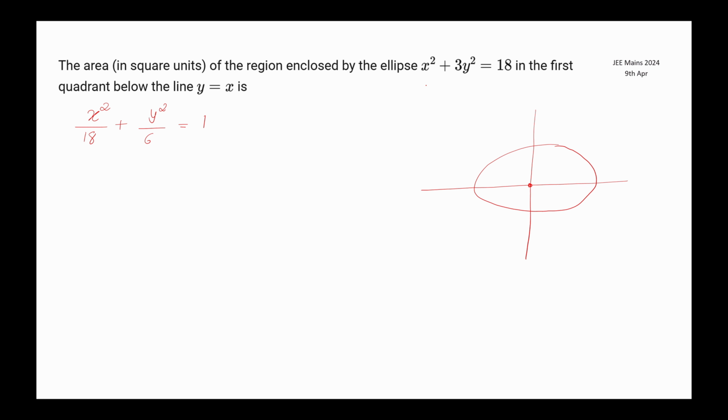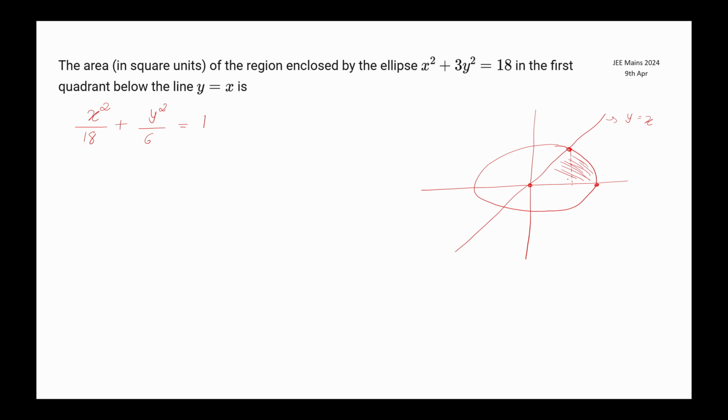Now we've drawn our ellipse. Now what are they saying? That there is also one more line which is y is equal to x. So let's say this is our y is equal to x line. So this intersects this ellipse at some point. And they have told us we have to find out the area enclosed between the ellipse and the line in the first quadrant. So in the first quadrant, of course, this is the portion. And they've also told us that the portion below the line.